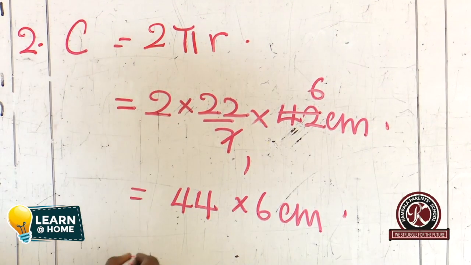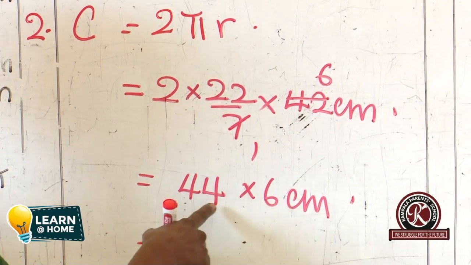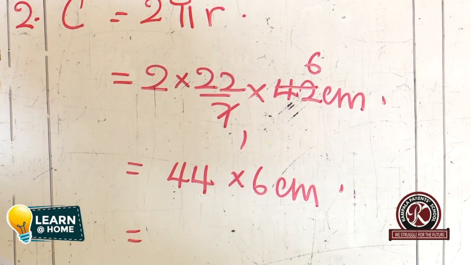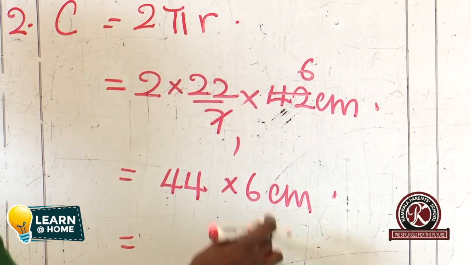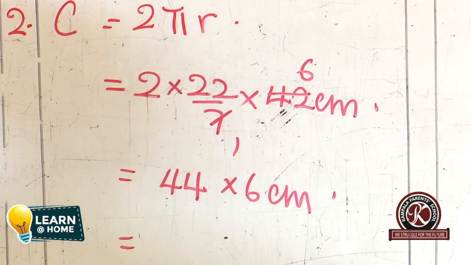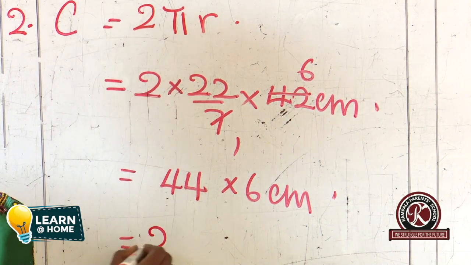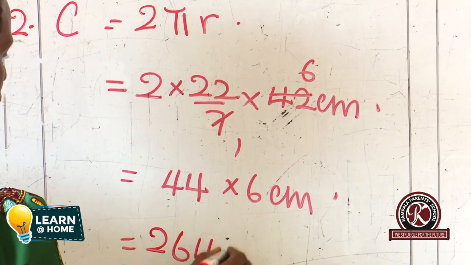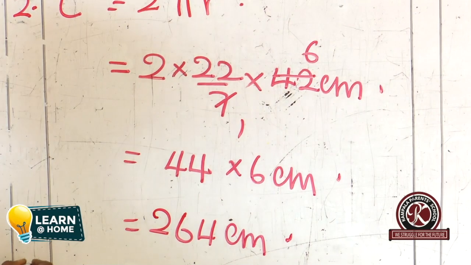Davis, what have you got? 6 times 4. What do you get? 24. That's good. 6 times 4. What do you get? 24 again, plus the 2. So we get 264 centimeters.